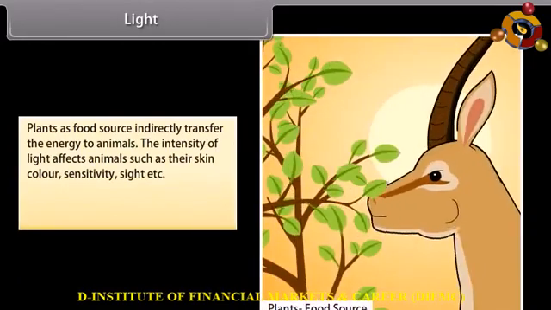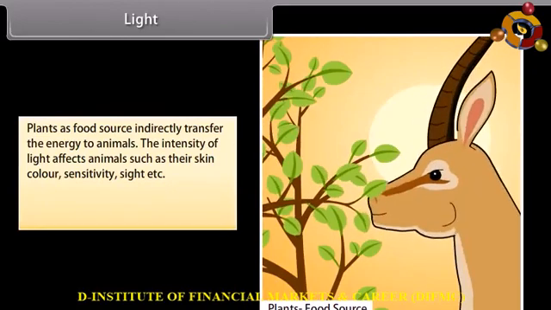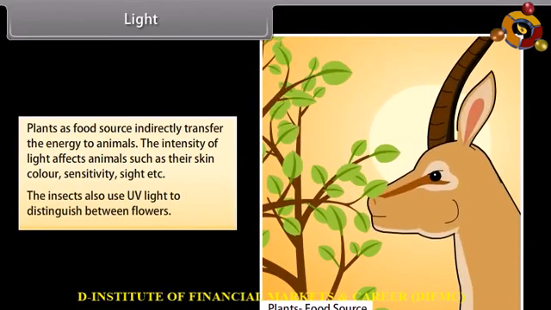Plants as a food source indirectly transfer the energy to animals. The intensity of light affects animals such as their skin color, sensitivity, sight, etc. The insects also use UV light to distinguish between flowers.